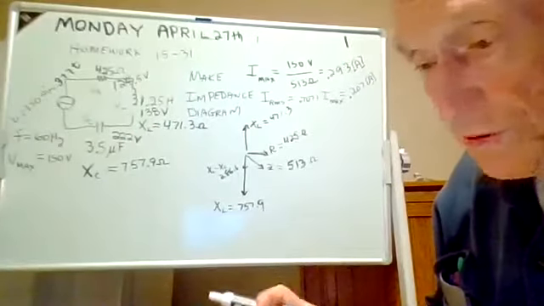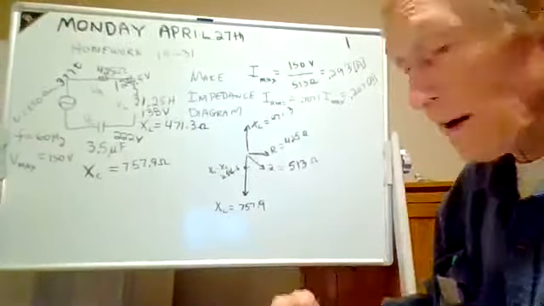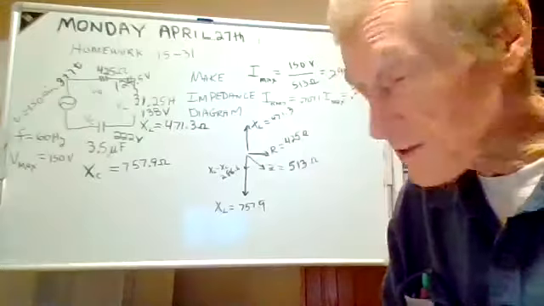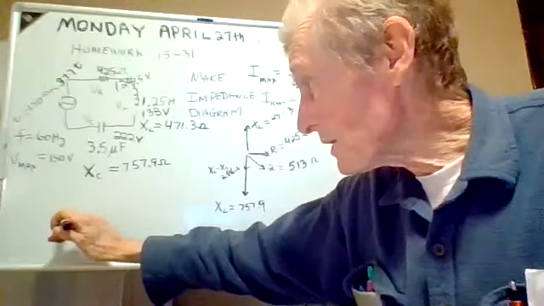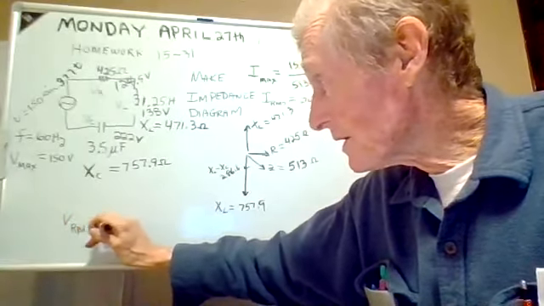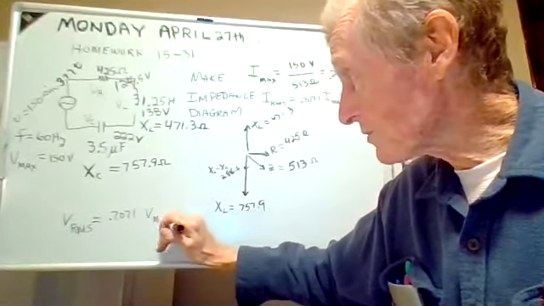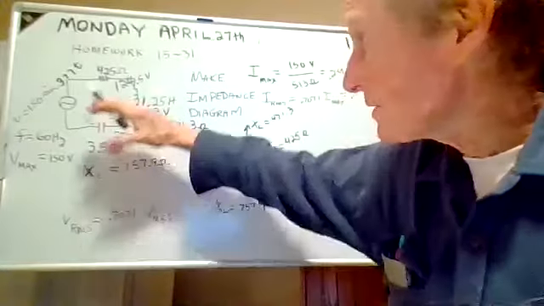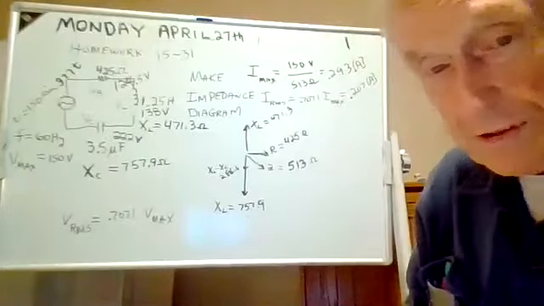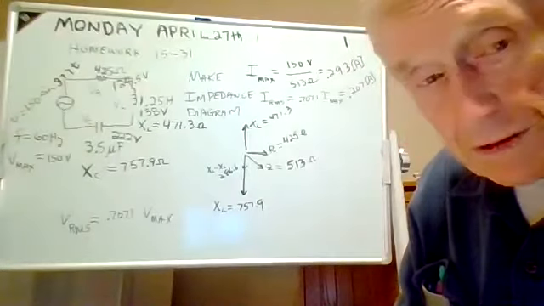Now those are maximum. Those will not be what you would measure with an AC meter. If you wanted to know what the RMS voltages were, it's pretty easy to do. The RMS voltage is 0.7071 times your maximum voltage. So we could get the RMS voltages, and that's what you would measure with an AC voltmeter.